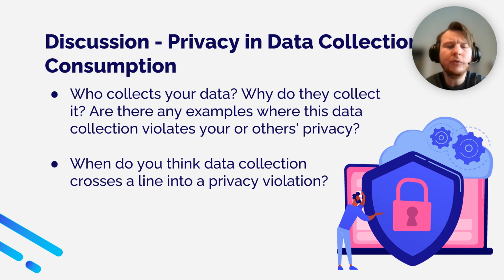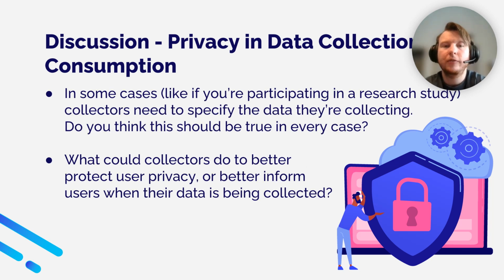expecting, or in the way someone else that wasn't intending to be a user was expecting. We follow this up with the question, when do you think data collection crosses a line into a privacy violation? Students might base their answer off some of those examples, or they might bring in some other ideas. We followed that conversation up with another two questions, starting with research studies. So in some cases, collectors need to be really specific about the data they're collecting. And we asked students, do you think this should be true in every case? We follow that up with some specifics. What could data collectors do to better protect user privacy, or at least better inform users when their data is being collected?